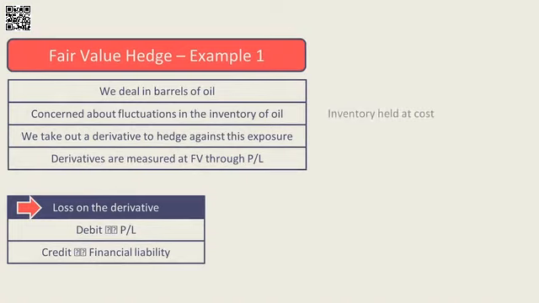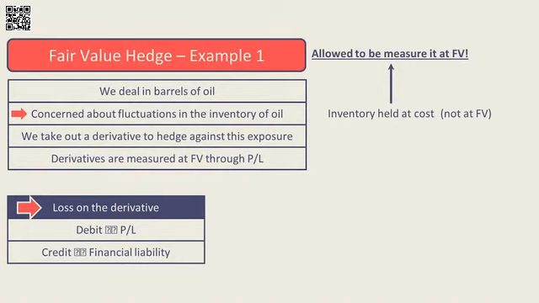And that's because inventory is normally held at cost. We don't normally remeasure inventory to its fair value. So where we apply fair value hedge accounting, as well as measuring the movement on the derivative through the profit and loss account, we take our recognized asset, in this case inventory, and we remeasure it to fair value.